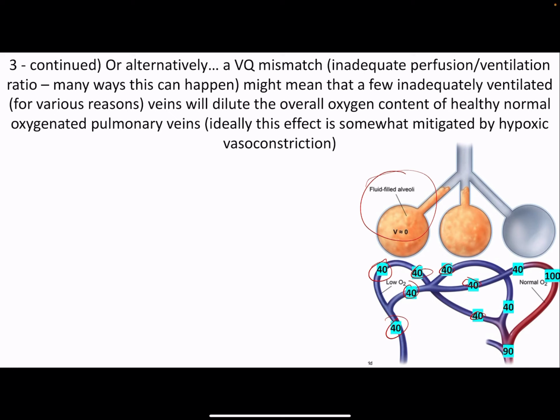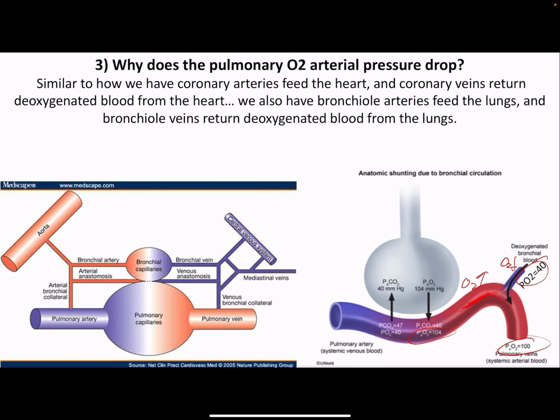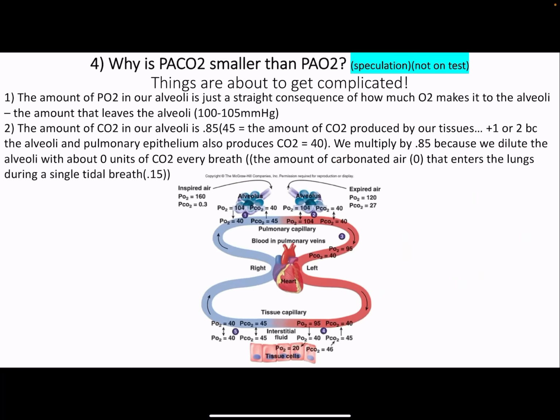Now these numbers are misleading. In this picture, we can assume that there's a few bad eggs, a few bad pulmonary arteries, and mostly good pulmonary arteries, now pulmonary veins, that are having perfect diffusion of gas. So there's a bunch of these hundreds, a few of these 40s, but when they mix, it's now 90. So this would be a VQ mismatch issue. Ideally, this is somewhat mitigated by hypoxic vasoconstriction, where I'm going to reduce the amount of blood flow going to these bad alveoli so that this number, instead of 99, might be like 98, and it's not as big of a deal. But I would say that this is probably the main reason to account for the drop from here to here.